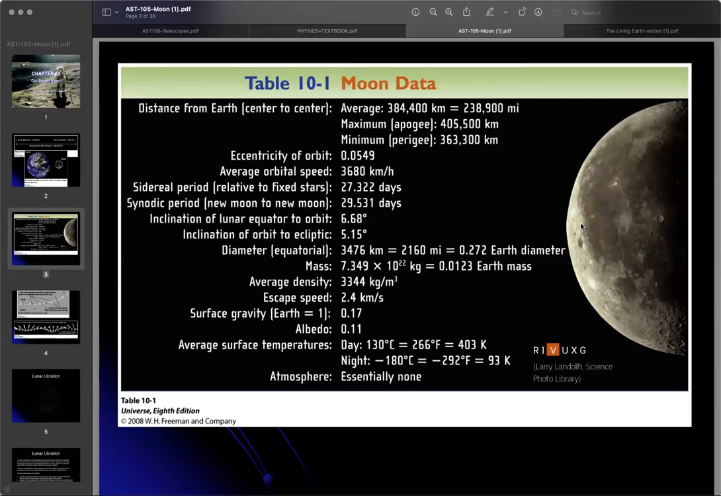Albedo, which is the reflectiveness, how much light it reflects, is 0.11. Incidentally, this is less than the albedo of the Earth. There is extreme variation of temperatures on the moon because of absence of atmosphere. The parts which are getting the sunlight at some point of time get very hot, up to 130 degrees Celsius, which is hotter than the temperature of boiling water. And on the dark side, it goes to minus 180 degrees Celsius.